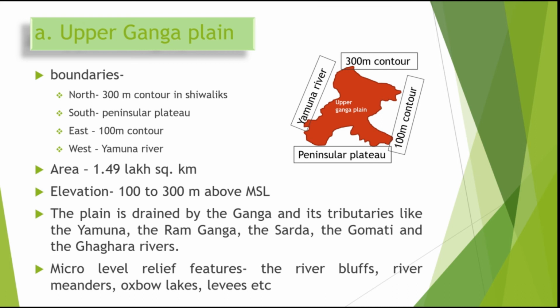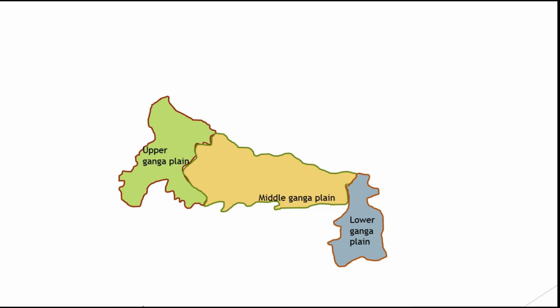The plain is drained by the Ganga and its tributaries like the Yamuna, the Ramganga, the Sharda, the Gomadi, and the Gagra rivers. The upper Ganga plain is a flat and almost featureless plain, but its monotony is broken by some micro-level relief features such as river bluffs, meanders, oxbow lakes, levees, etc. So, this is the upper Ganga plain.